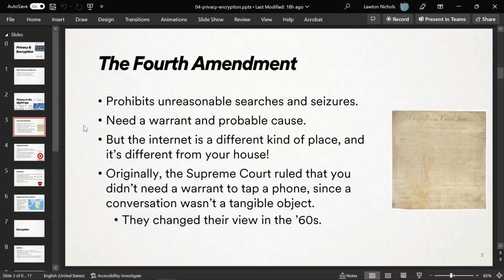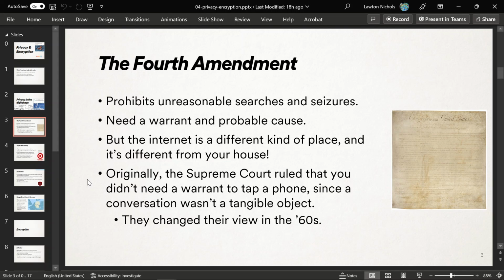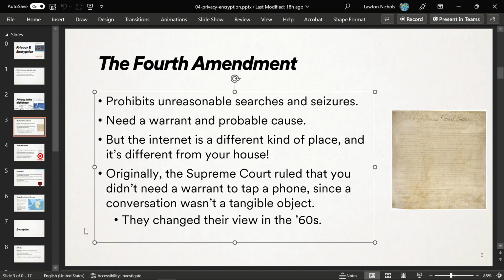Let's see what's happening. What's happening in law? Okay, so let's apply this to phones first. Back in the day when phones first came out, that was the original way of doing something to sneakily see what somebody's up to. The Supreme Court originally ruled that you did not need a warrant to tap a phone because they said that the conversation was not a tangible object. You can't touch it. Therefore, it doesn't matter. You don't need a warrant. You can just listen in on the phone lines. Interesting. But in the 60s, they changed their minds, and so they're allowed to do that. In this case, at least, it was for the better.